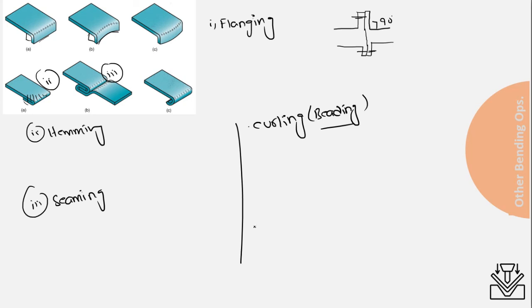So that's all for this lecture on sheet metal bending. In the next lecture we are going to discuss the third type of sheet metal working, the last type, that is drawing or deep drawing operation. And then we will discuss some specialized sheet metal operations that are performed with rubber tools or some other tools.